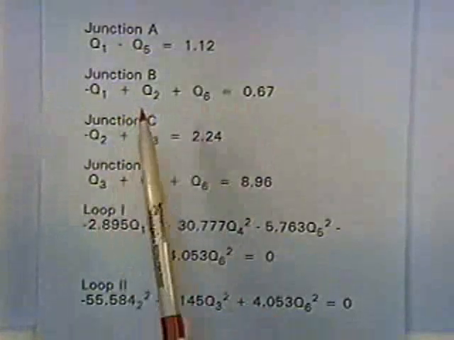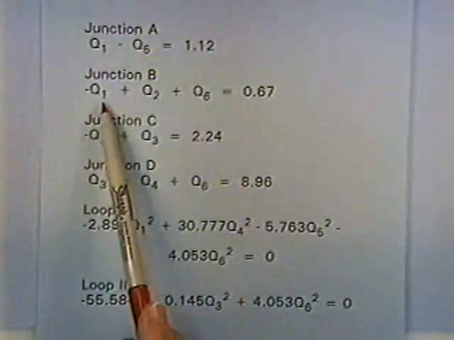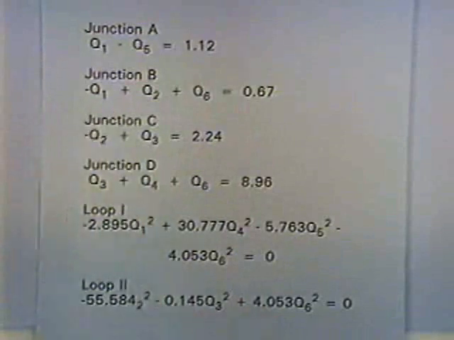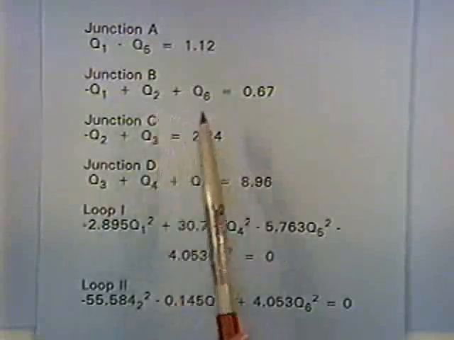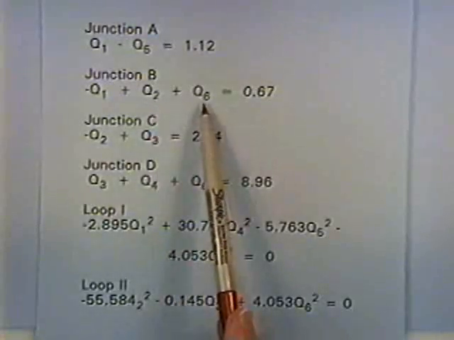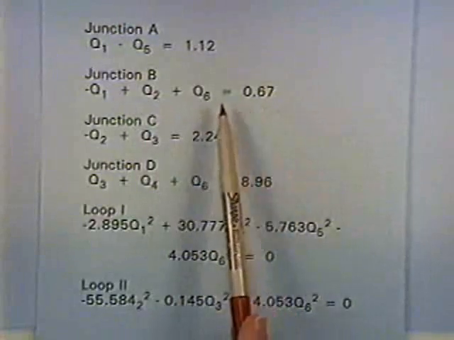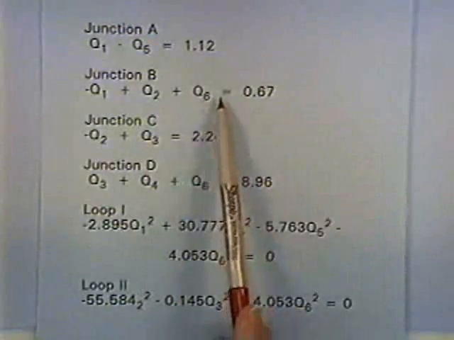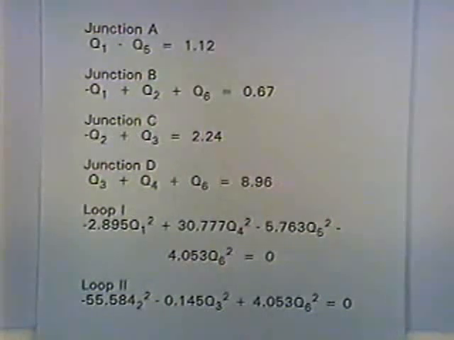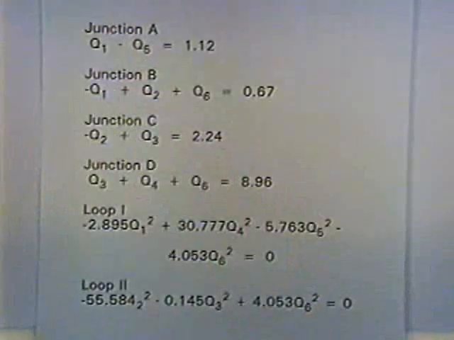And then you can go junction by junction. At junction B, the flow in pipe 1 leaves junction B, I'll call it negative. The flow in pipe 2 enters junction B, I'll call it positive. The flow in pipe 6 enters junction B, I'll call it positive. The external flow of 0.67 cubic feet per second, the demand that's coming out, is leaving, so I'll call it negative, and then flip it over to the other side of the equal sign. So at each junction, you maintain continuity, and you can write an equation at each junction.